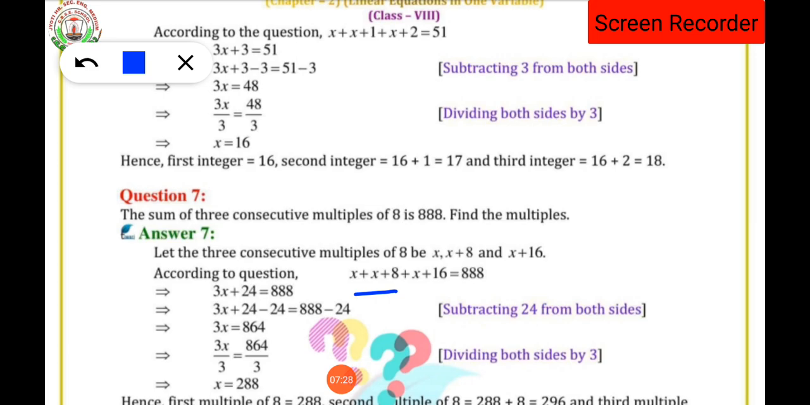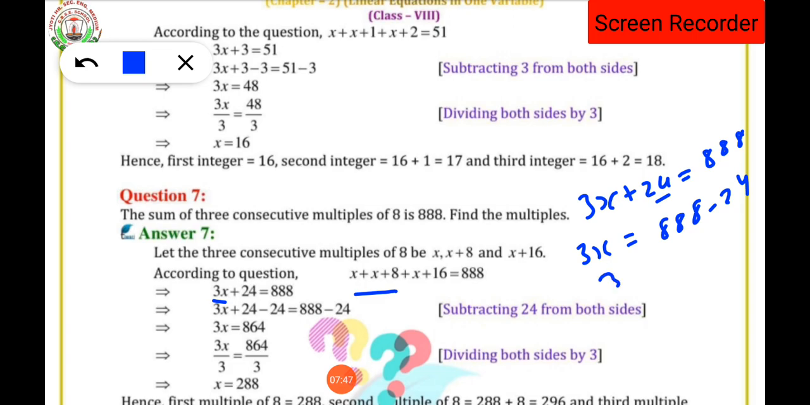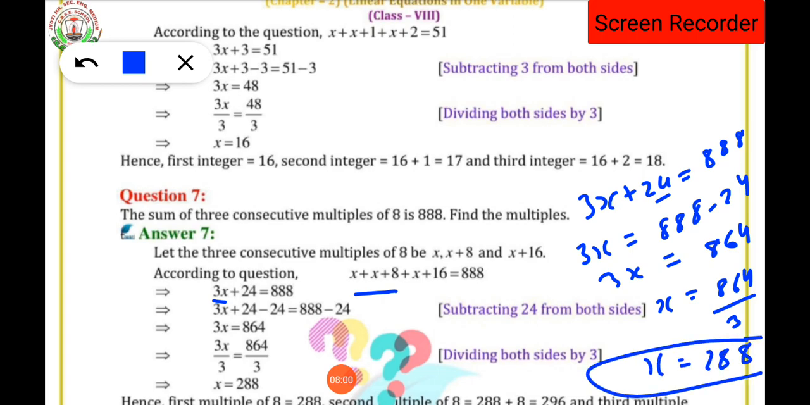So x plus x plus x will be 3x, isn't it? Then 8 plus 16 will be 24. So what is the equation we are getting? 3x plus 24 is equal to 888. Now this constant term will be transposed and subtracted from 888. Clear? When it is subtracted, you will get 3x is equal to 864. Now 864 will be divided by 3, so you will get 288 as the value of x.